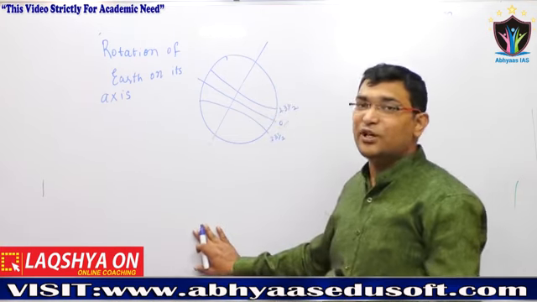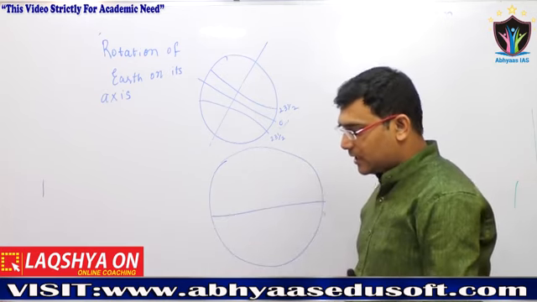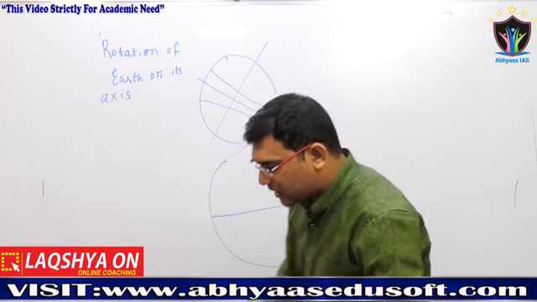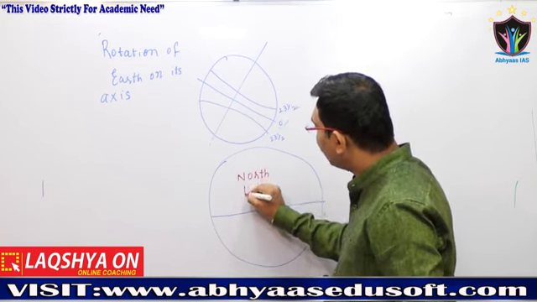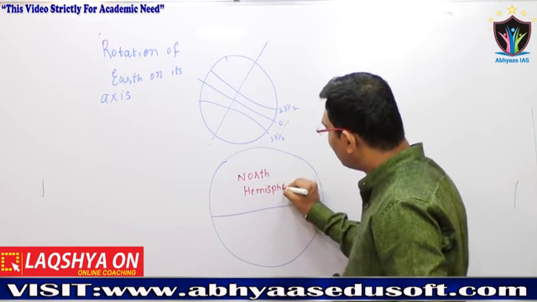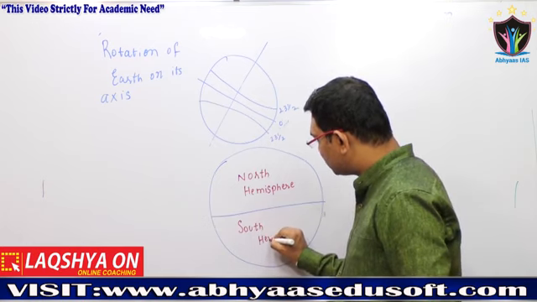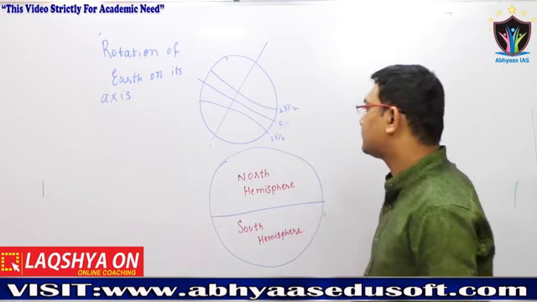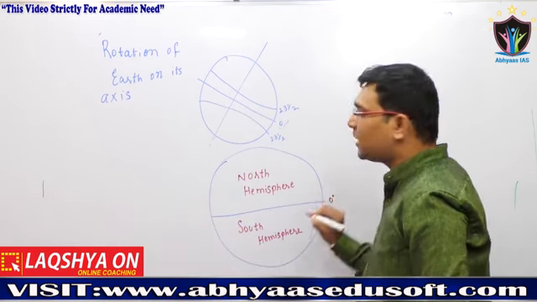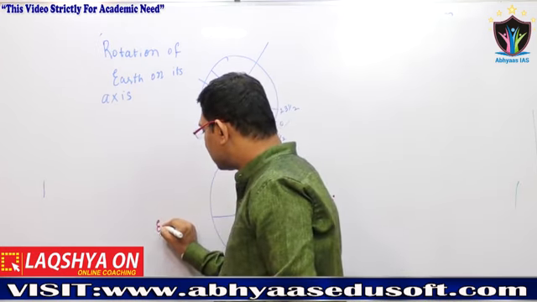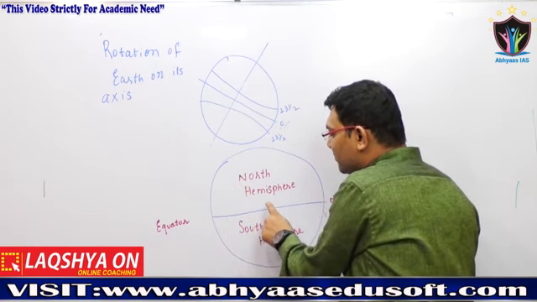Before going to that, first we need to study about the Earth. Earth is divided into two halves. The first half, the upper half, is called the Northern Hemisphere. The southern part is called the Southern Hemisphere. The line which divides them is 0 degrees, I'll tell you that later, nothing but the equator. The equator divides the Earth into the Northern Hemisphere and the Southern Hemisphere.